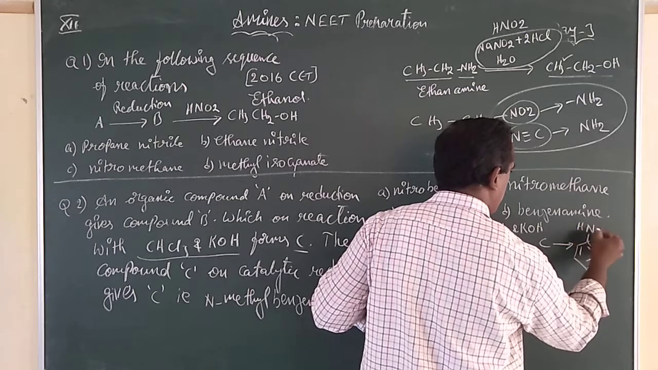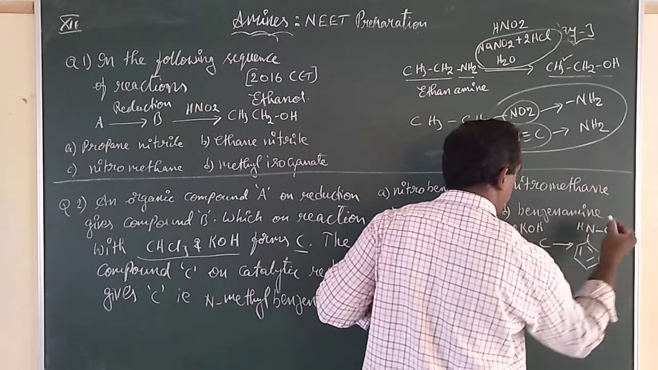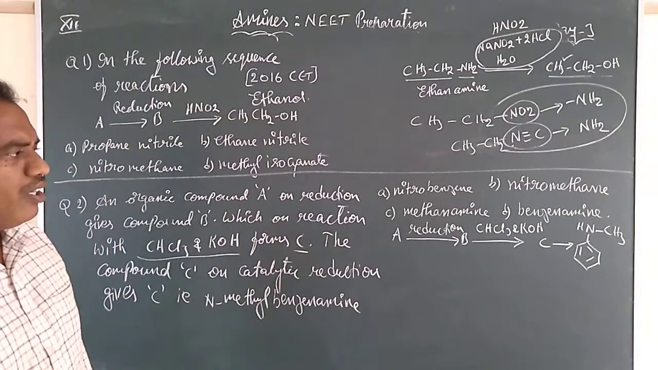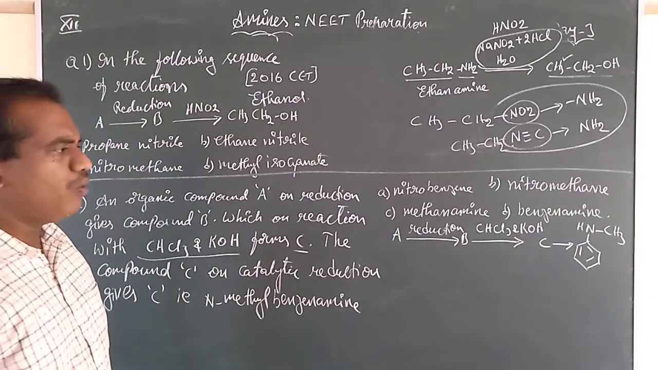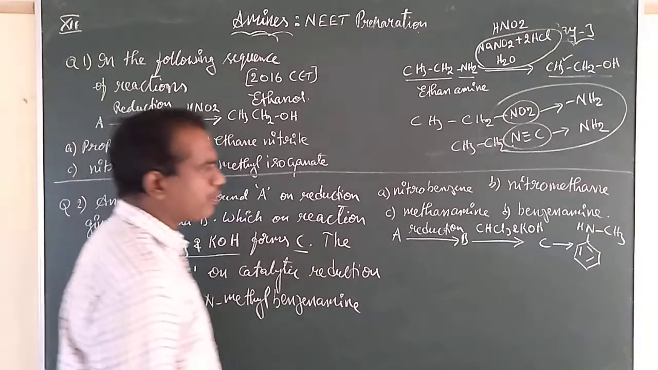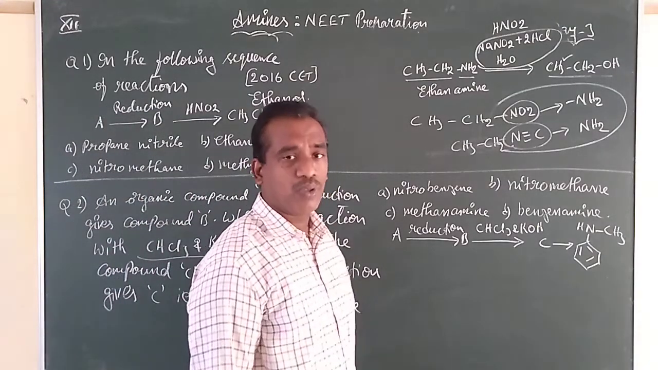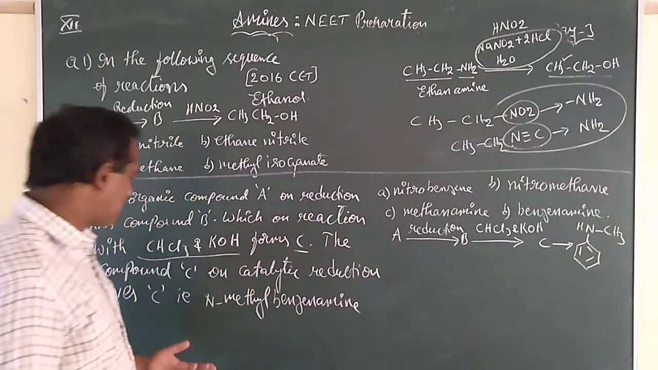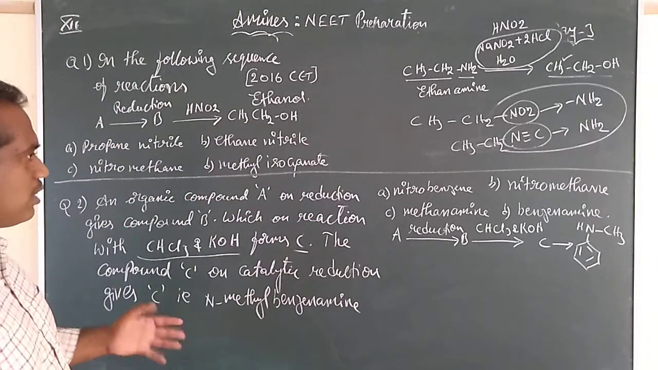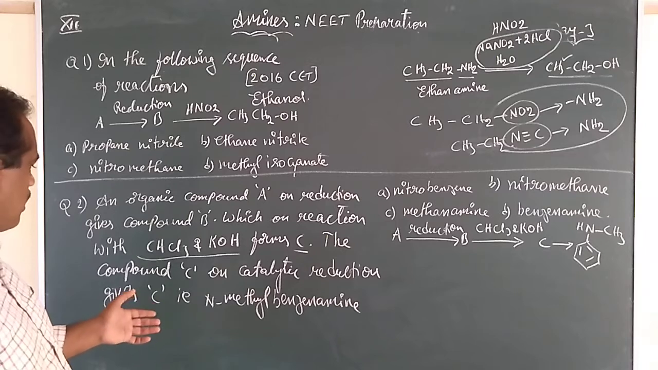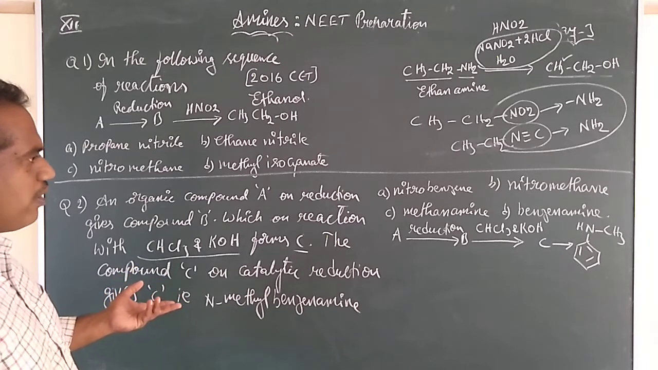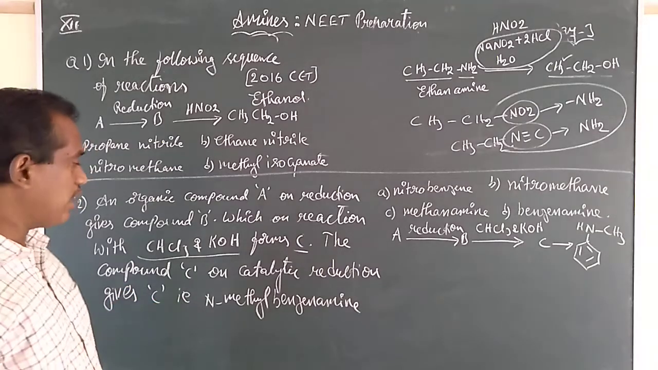It is forming NHCH3. Most of the children will be expecting, sir, this type of questions will be given. Yes, this type of questions only will be given. You must find out A or B or C, whatever they ask. C on catalytic reduction gives this product. We need to find out the raw material A.